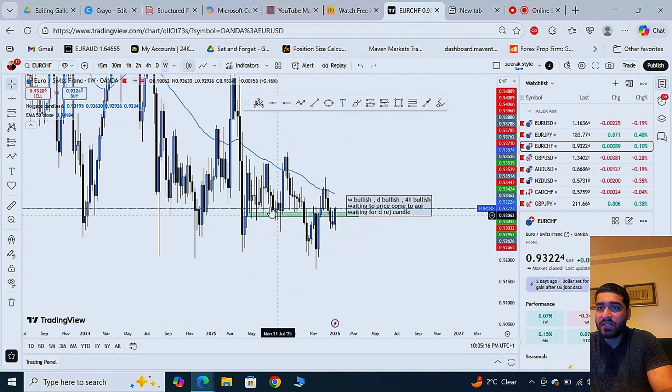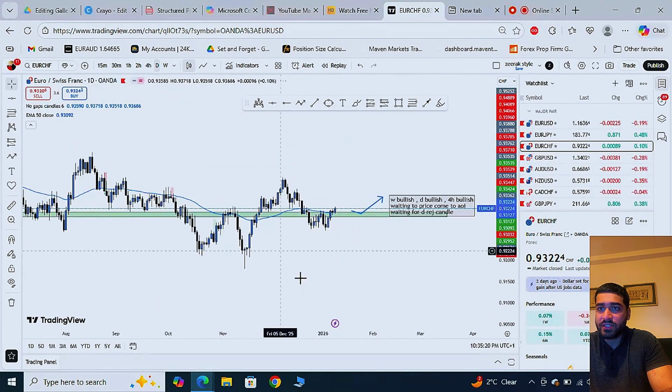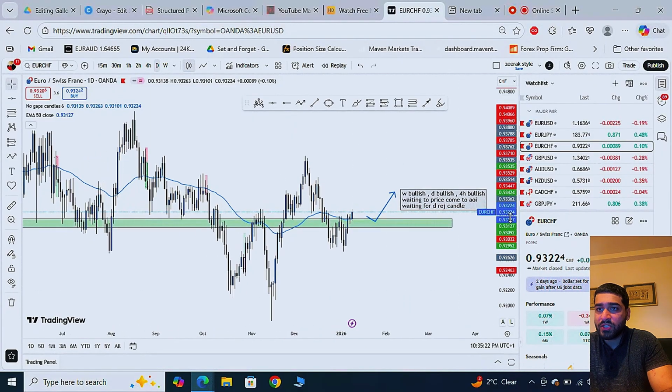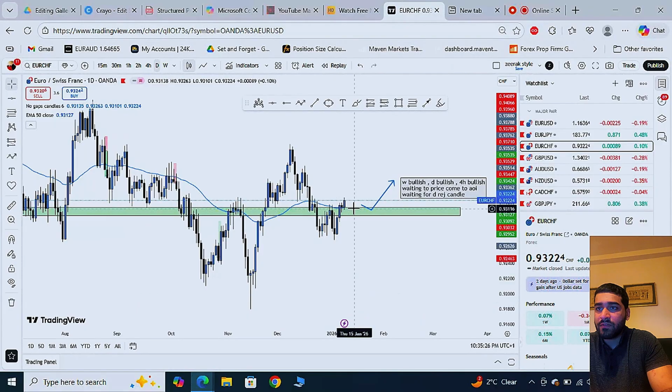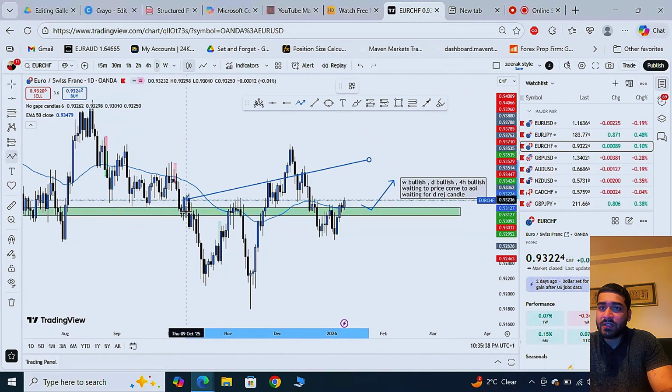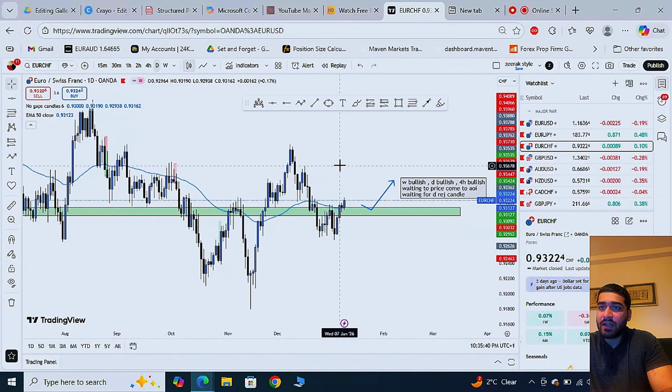The weekly is currently bullish, and we have this weekly engulfing candlestick. The daily is also bullish, so I will look for the daily to come to this area of interest, give me some kind of rejection candlestick like this. So you can see like this candle, but here I need this candle here.